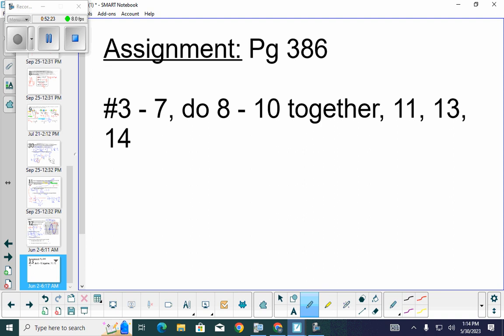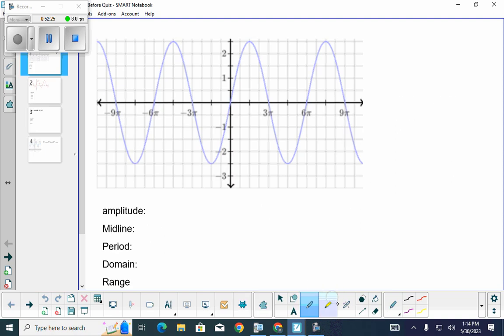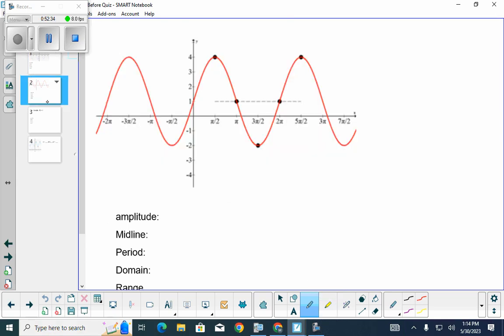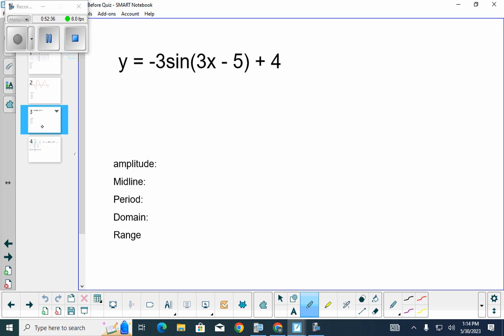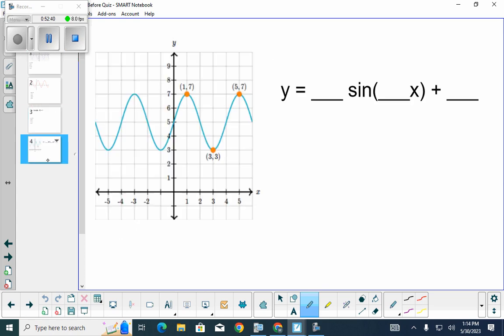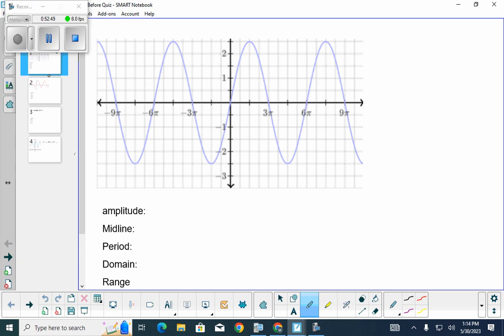So I gave you this piece of paper. It has 4 questions on it. The first 2, I've given you the graph and I want you to find all the stuff. The next one I gave you the equation and I want you to find the stuff. And the last one, I've given you the graph and I want you to find the equation. So I'm going to hit pause on the video and I want you to try those 4 questions, okay? And then we'll go through the answers together.